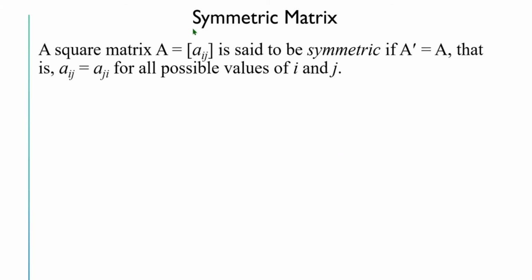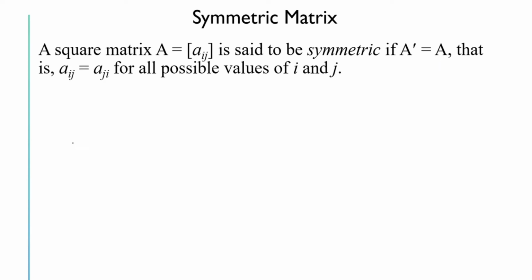Now we will see what is a symmetric matrix. A square matrix A equal to Aij is said to be symmetric if A transpose is equal to A. That is, Aij equal to Aji for all possible values of i and j. So we call a square matrix A a symmetric matrix if A transpose is equal to A.